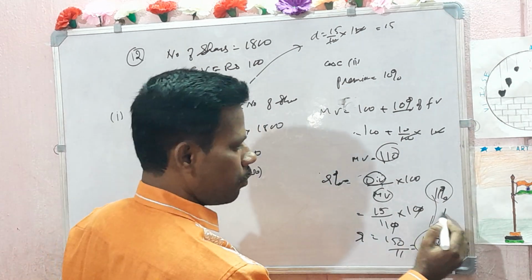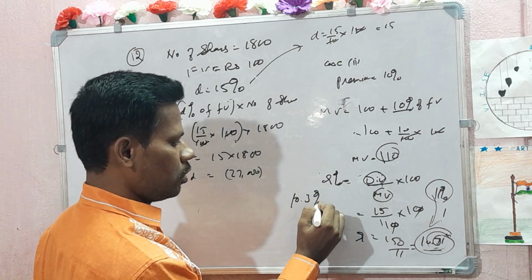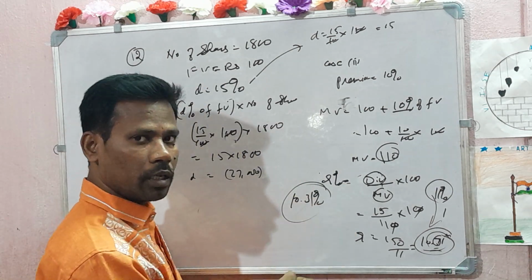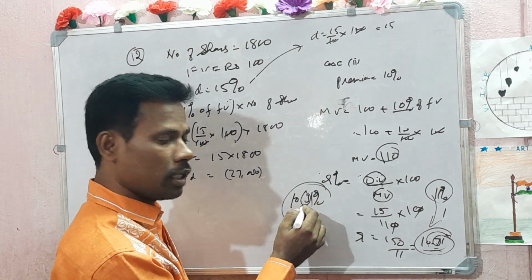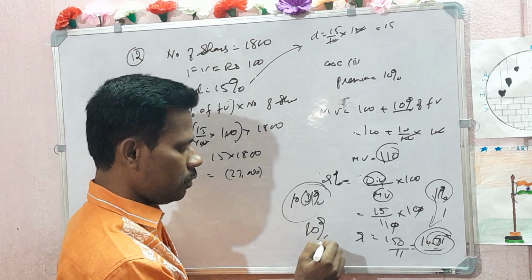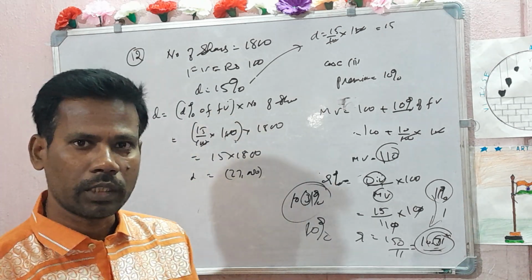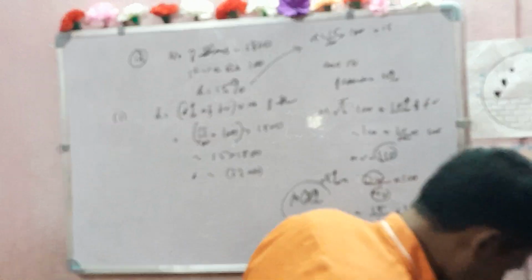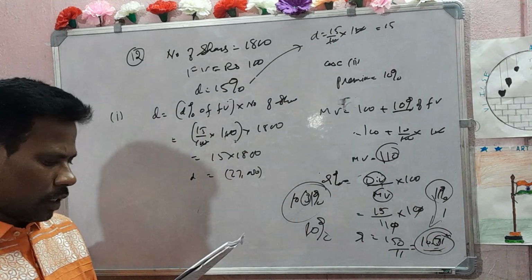If the answer is 10.31, calculate the nearest integer. This digit is less than 5, no? So don't add anything to the 10. So the answer is 10%. It's quite simple. Very simple. Next.